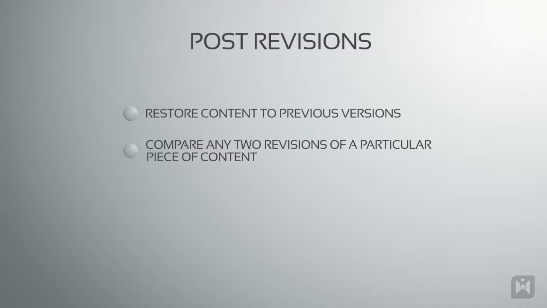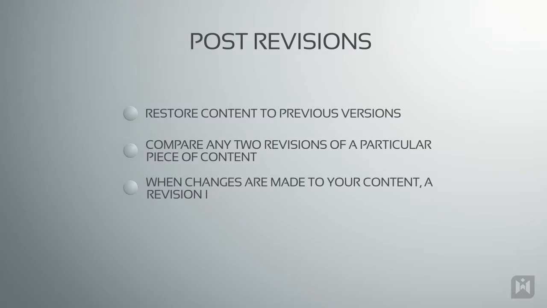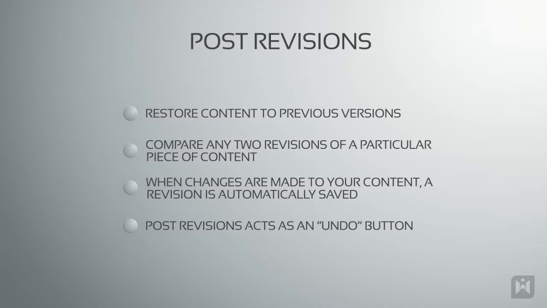If you accidentally made changes to your content without noticing, then published it, or if you don't like the latest version of your content and want to revert to a previous version, then you'll want to use the revisions function. When you publish a post or page, if you made any changes, a revision will be saved, and you're able to roll back to earlier versions of that piece of content. Essentially, the revisions function acts as an undo button.